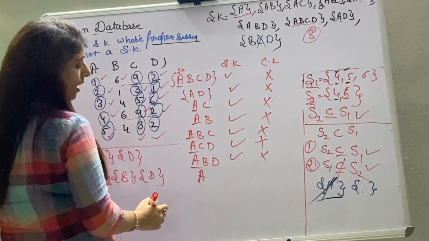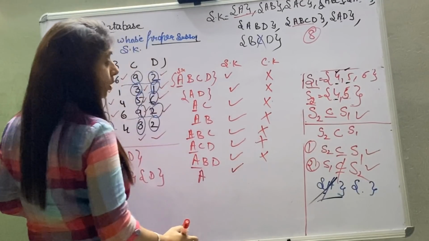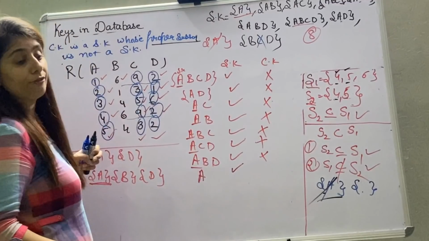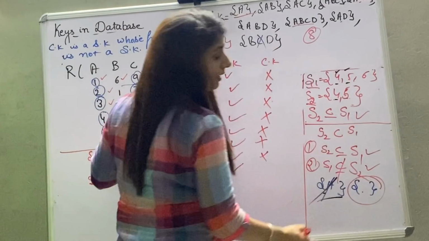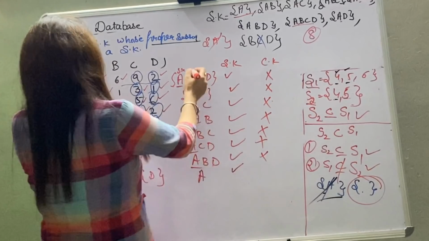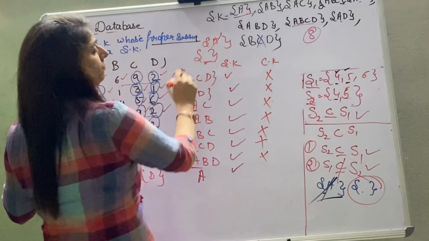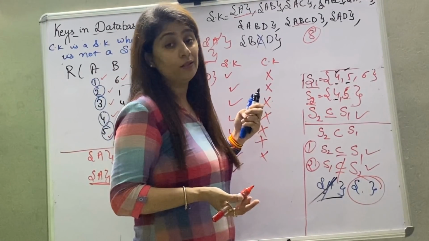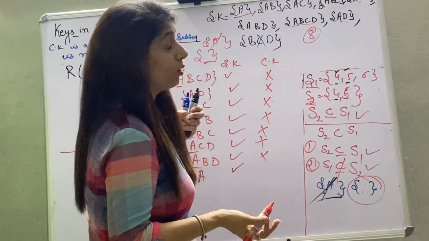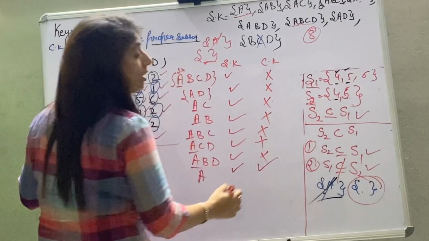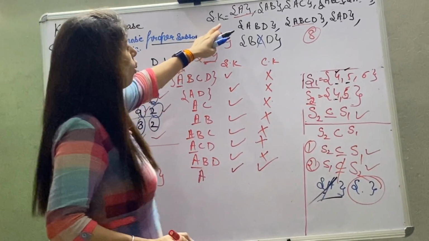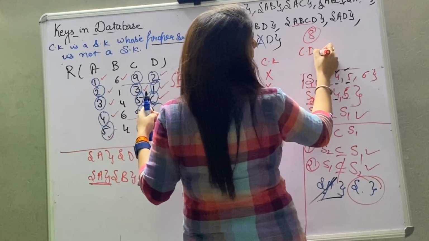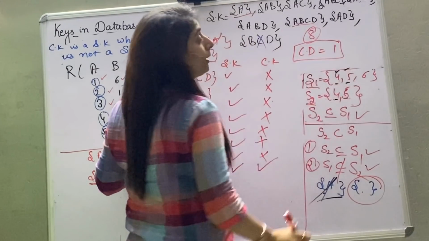If we talk about A here, A is a super key. If we remove A, what will be left? Nothing will be left with us, so it will become empty. Clear? An empty set of attributes cannot be a super key, so this can be a candidate key. So in this relation, I got only one candidate key.